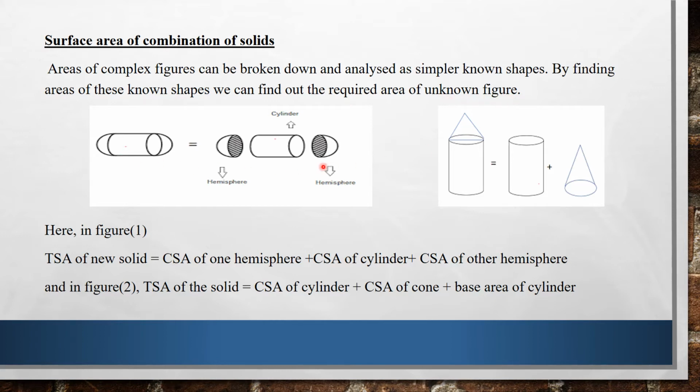Here in figure 1, we can see the total surface area of the new solid is equal to the curved surface area of the first hemisphere plus curved surface area of the cylinder plus curved surface area of the second hemisphere. And in figure 2, TSA of the new solid is equal to CSA of the cylinder plus CSA of the cone and the base area of the cylinder.